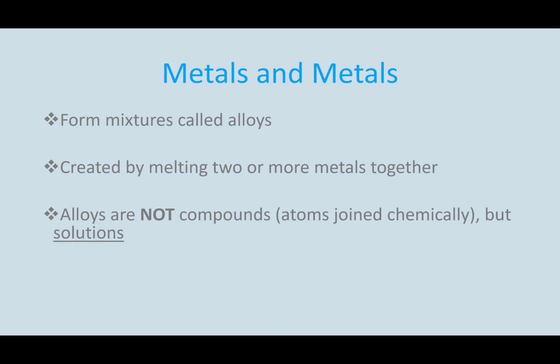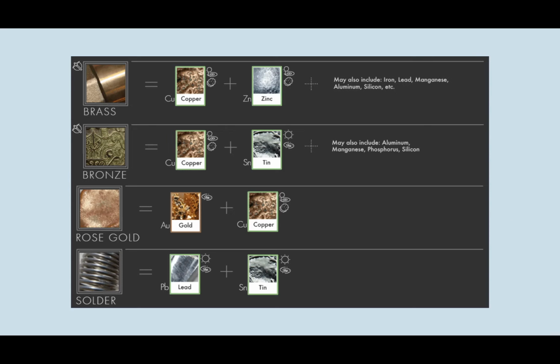And if we remember back to our early notes, a solution is a combination of different parts or different molecules where you can't tell the difference. Basically, the reason that we create alloys, or combine metals in general, is to gain different properties, or to combine the properties of certain metals. This is just an example of some of the common alloys out there. We have brass, which is a combination of copper and zinc, bronze, which is a combination of copper and tin, rose gold, which is gold and copper, and solder, which is lead and tin.